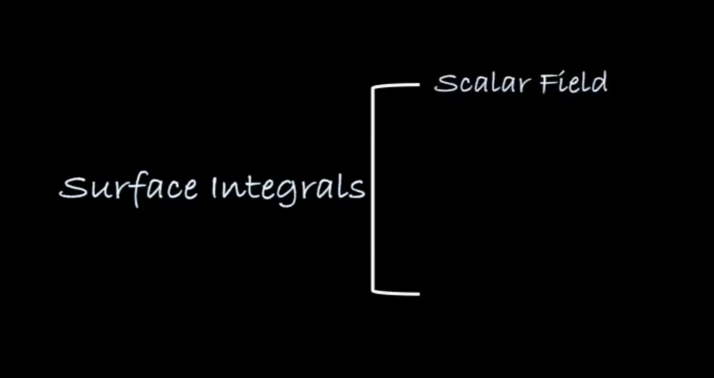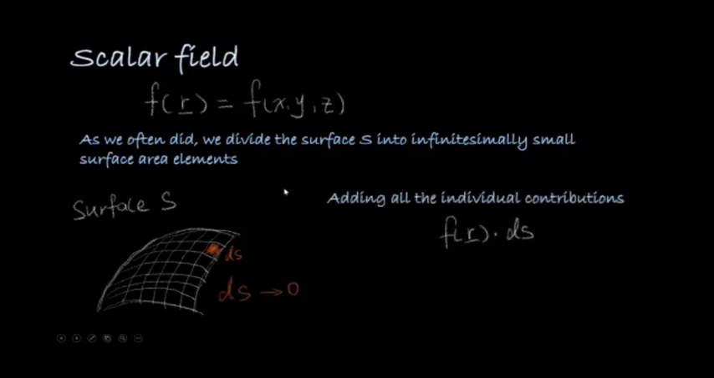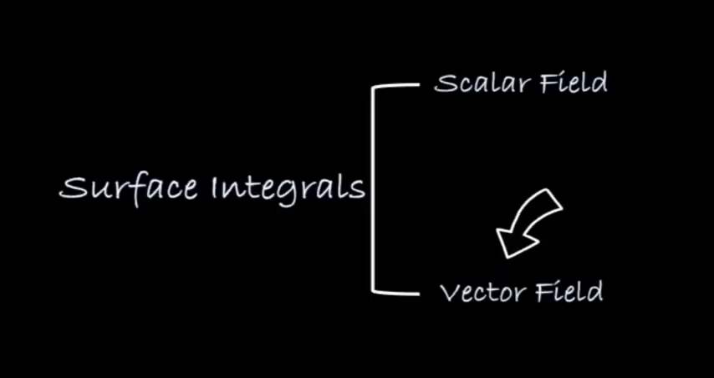Surface integrals. So we'll be looking at scalar fields and vector fields. Firstly, we'll see the scalar fields. So usually what we'll do is we'll define the surface into infinitesimally small surface area elements, and we'll add up all the individual contributions by integrating over the dot product of the scalar field with the volume of the scalar elements. Now we'll look at the vector elements.